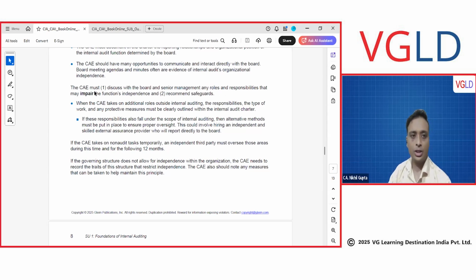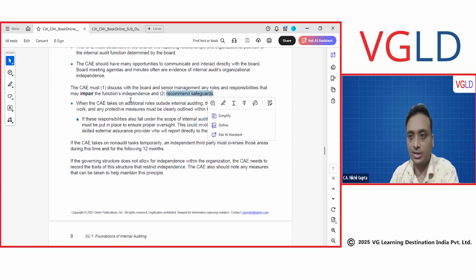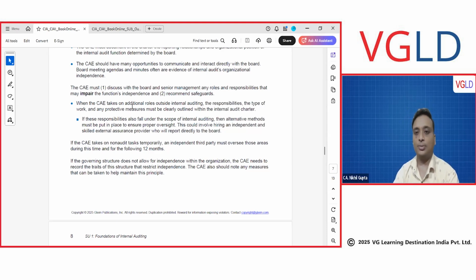The CAE must discuss with the board and senior management any roles and responsibilities that may impair the function's independence and recommend safeguards, how we can safeguard it. When the CAE takes on additional roles outside internal auditing, the responsibility, the type of work, and any protective measures must be clearly outlined within the internal audit charter.